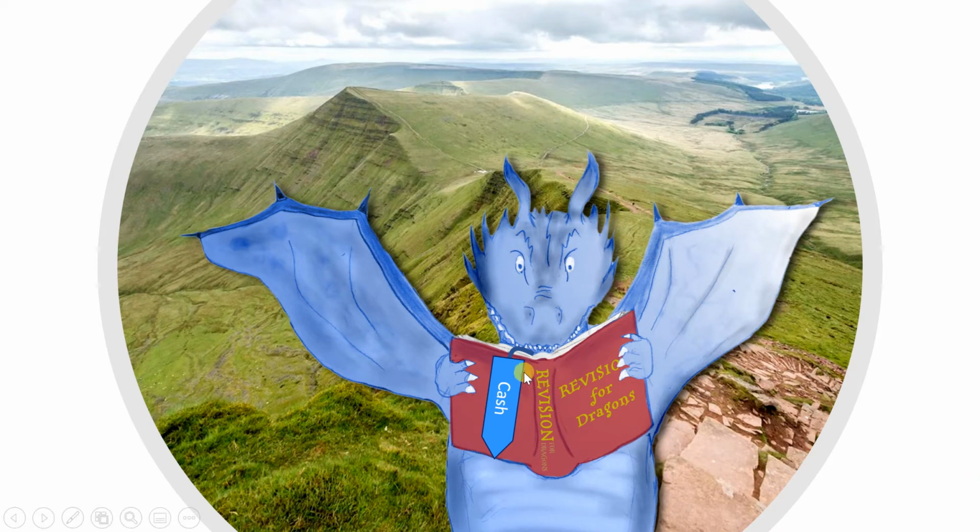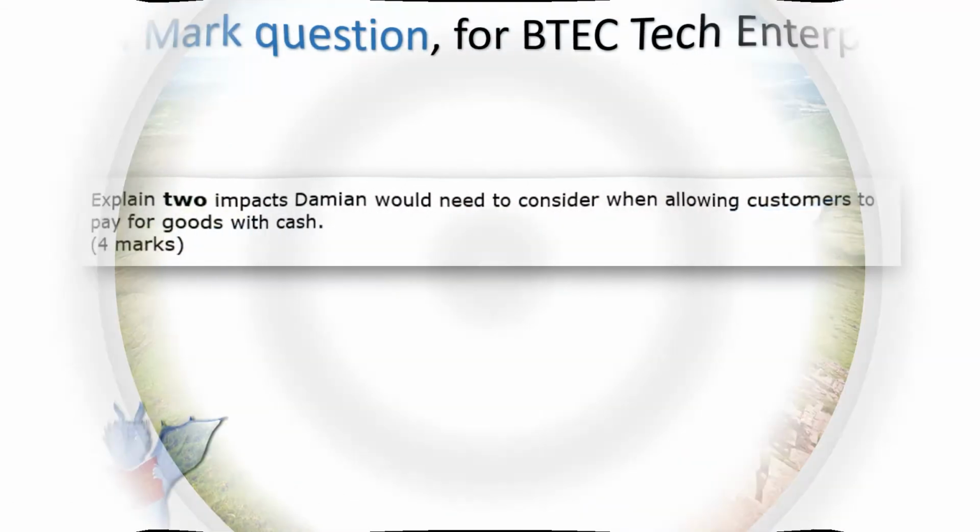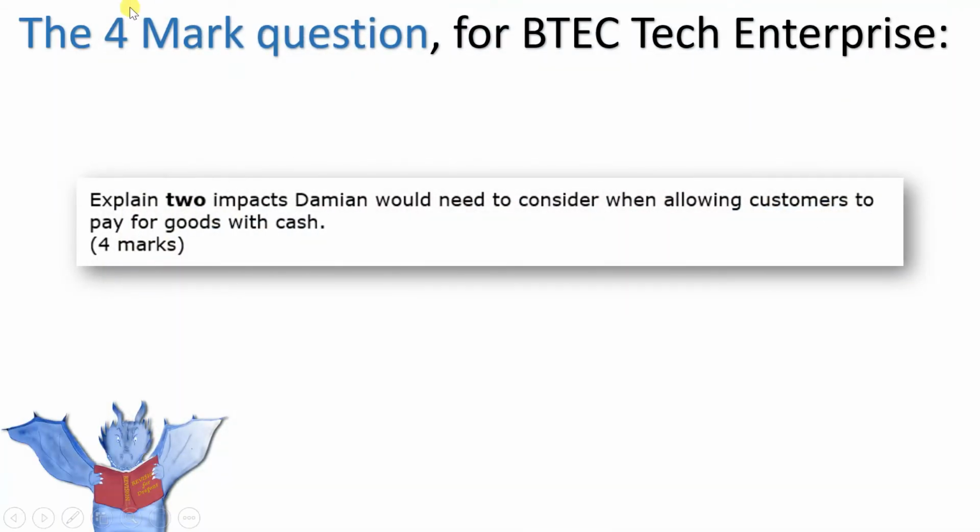An extended question for you about cash payments. The 4-mark question. Explain 2 impacts Damien would need to consider when allowing customers to pay for goods with cash. We're not worried about what business Damien offers, we just need to know about him handling cash for his business.